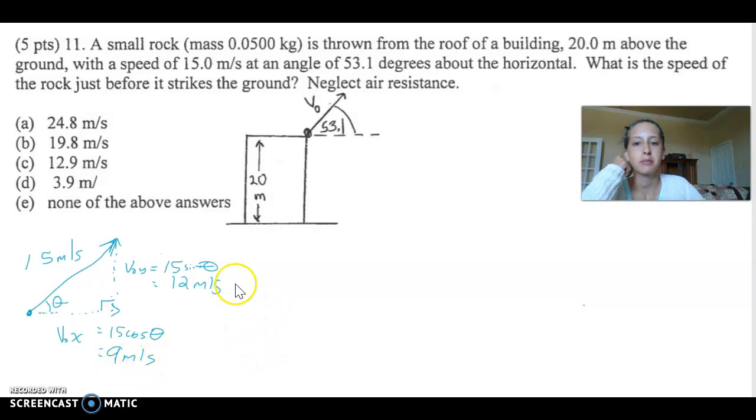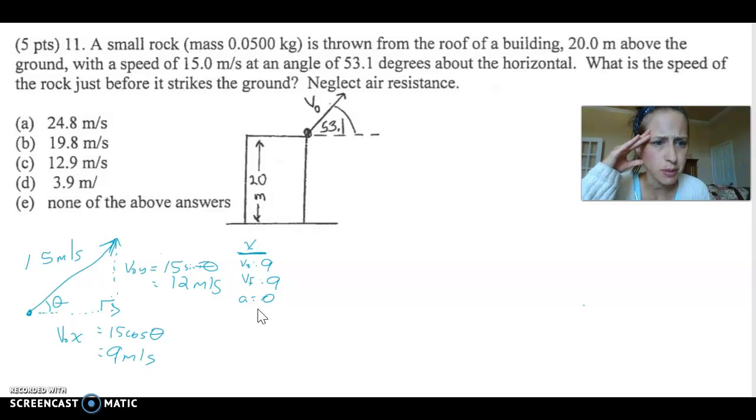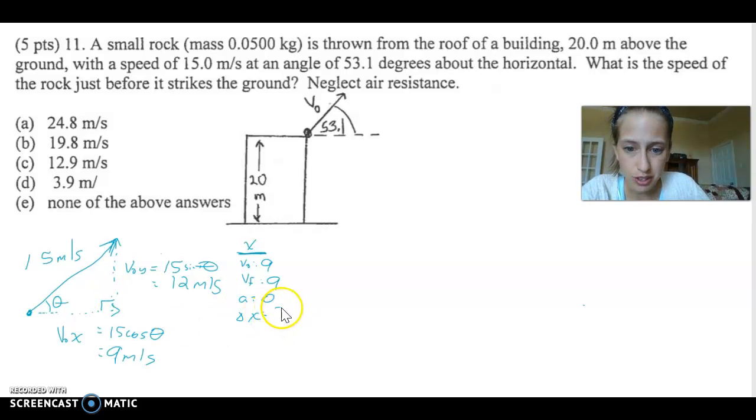Okay, so let's make a list of all the things we know. In the x direction, our initial velocity is 9. Our final velocity is also going to be 9 because our acceleration in the x direction is 0. Even the fastest baseball pitcher in the world doesn't have acceleration in the x direction because he can't keep pushing the ball once he lets go. Once we let go of the rock, there's no acceleration. How far did it get in the x direction? We don't know. How long did it take? We don't know. We don't know anything. This is not the way.